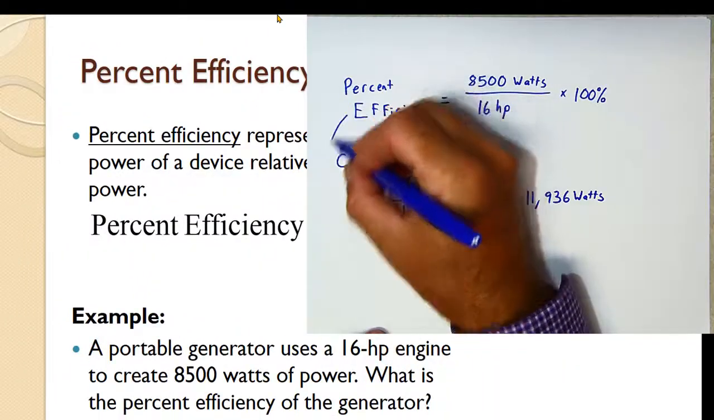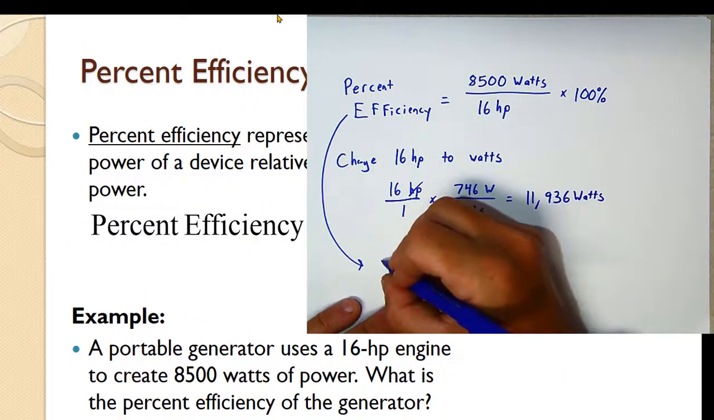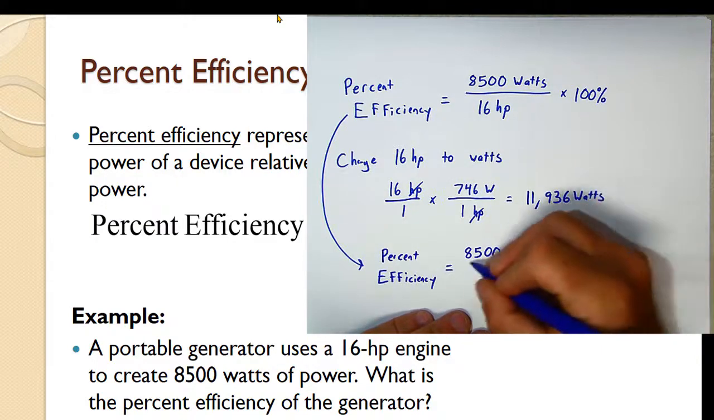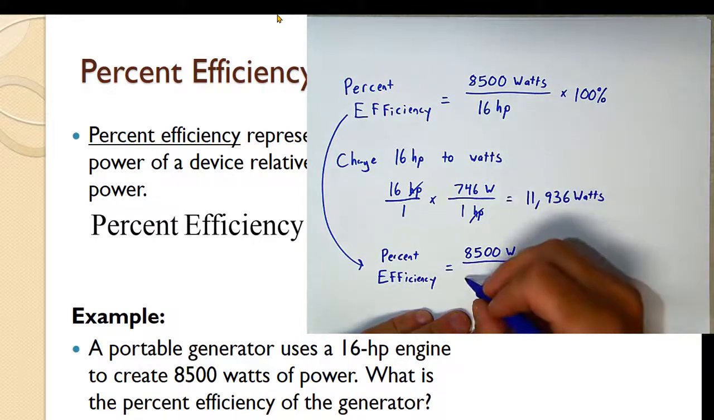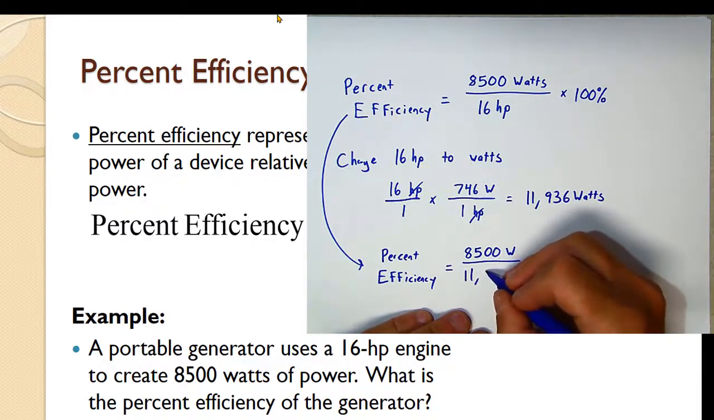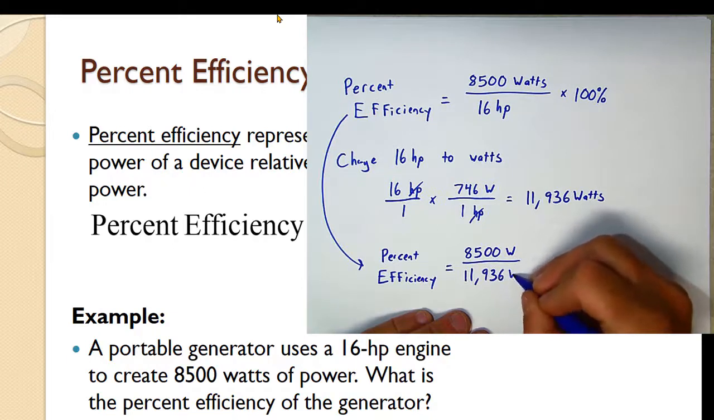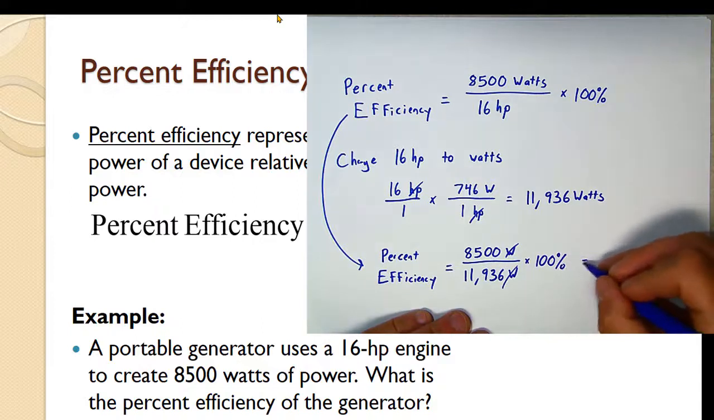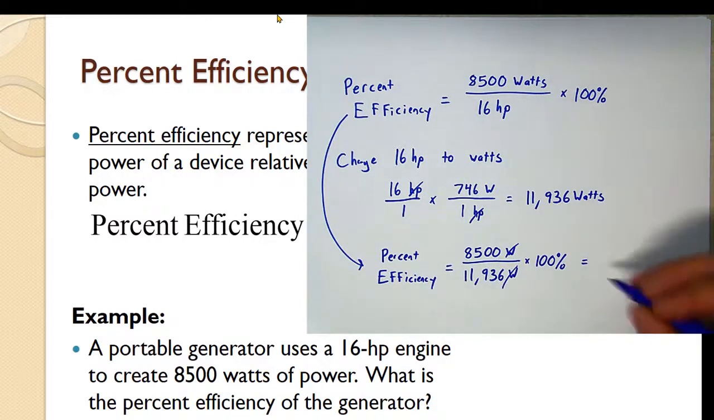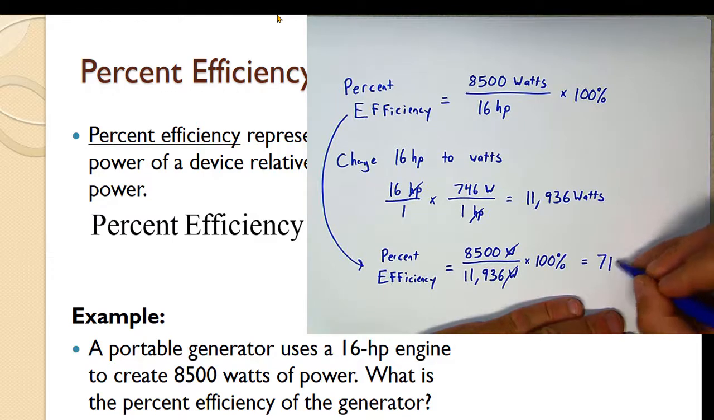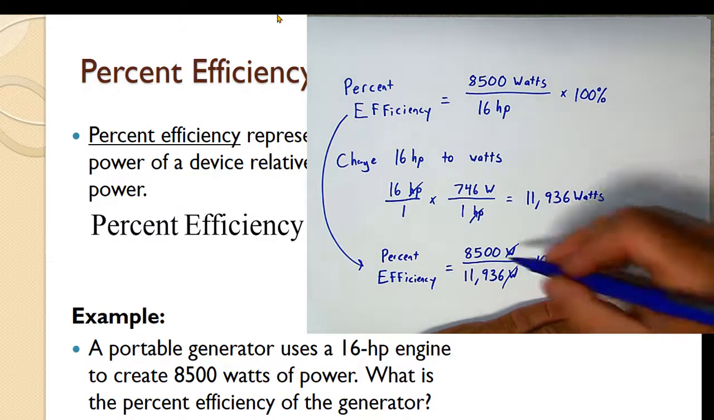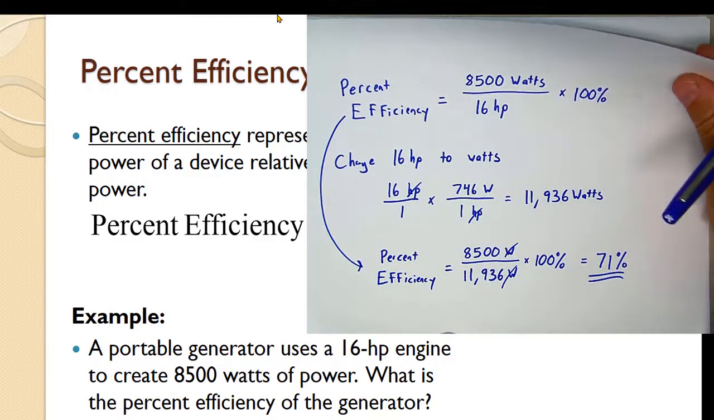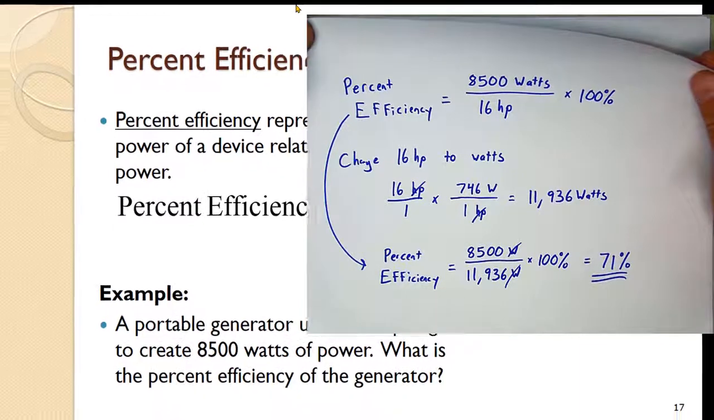And so now if we do this computation again, our percent efficiency is the 8,500 watts we're getting out of the electrical generator divided by the 16 horsepower, or equivalent to 11,936 watts that we're putting into it. Now the units cancel, and we're going to get just a pure percentage out of this. And we get 71%. We can only keep 2 sigdigs there because the 8,500 watts only had 2 sigdigs on it.